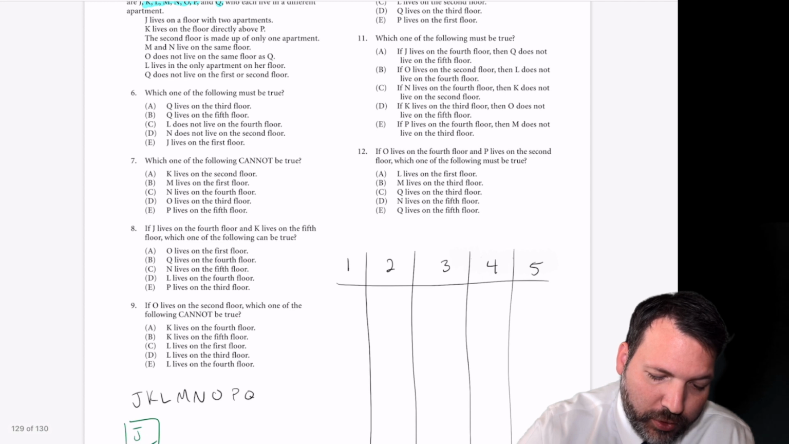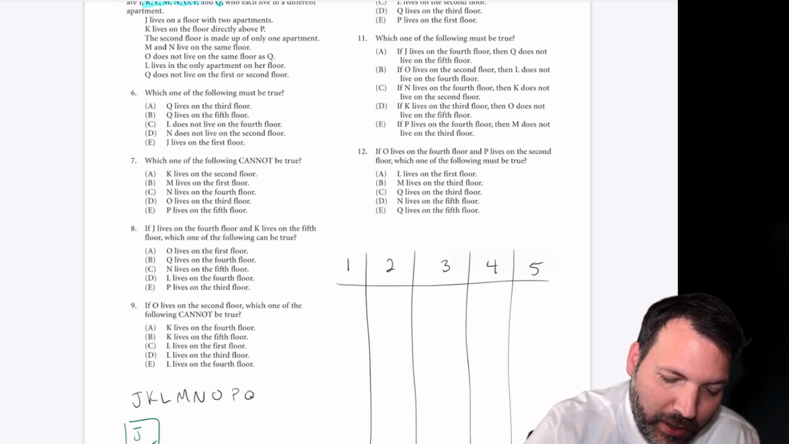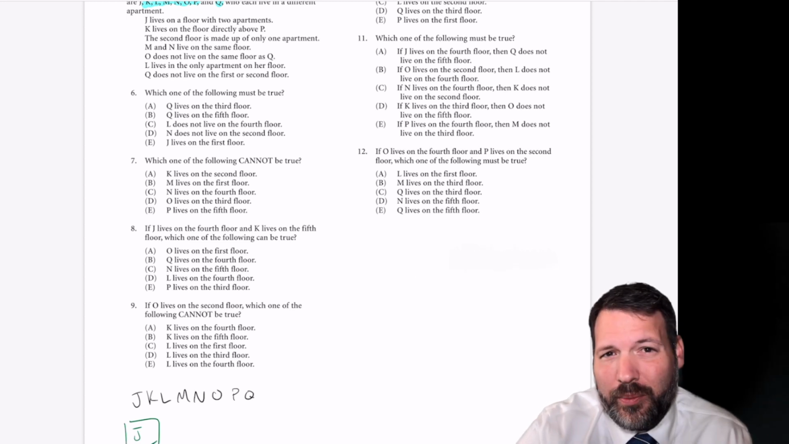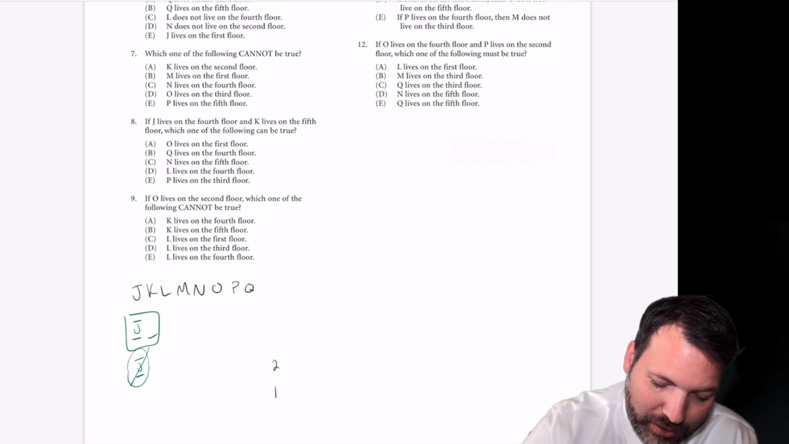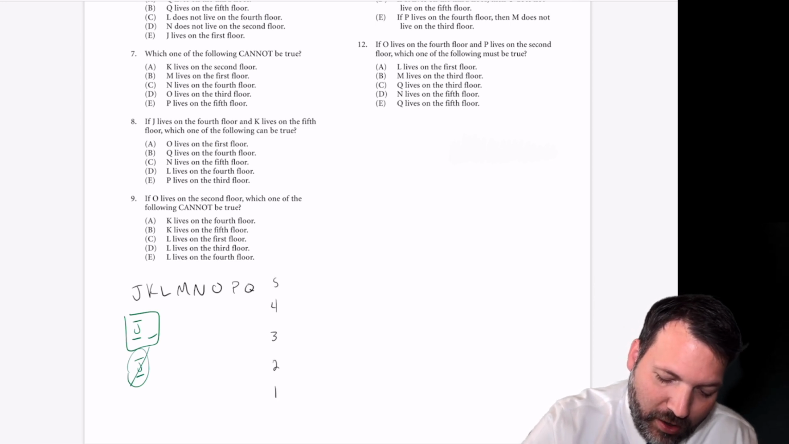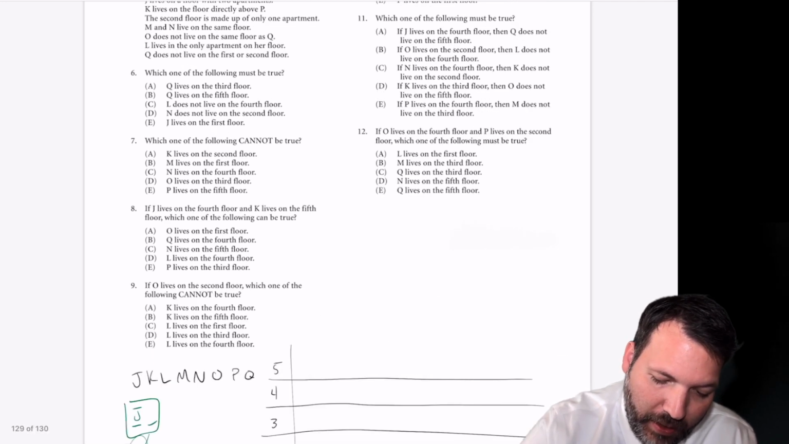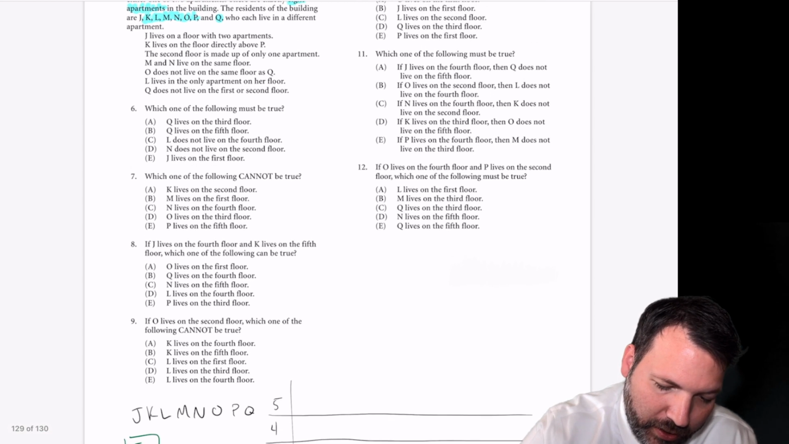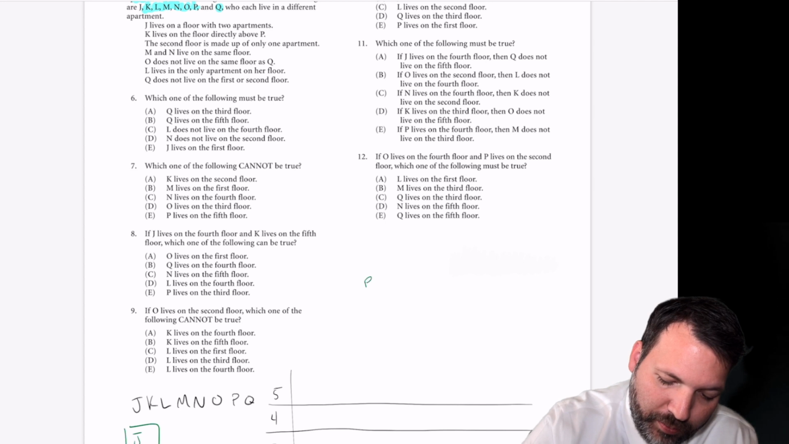K lives on the floor directly above P. See, this is what makes me think it is going to be better if we set this up differently. Even though it might be a little more logistically difficult on the page, I think it's going to make more sense if we have this going up and down. So I'm going to set up 1, 2, 3, 4, 5, going up and down like that. Now I can say, all right, K has to be above P, and wherever P is, K is going to have to be directly above P.